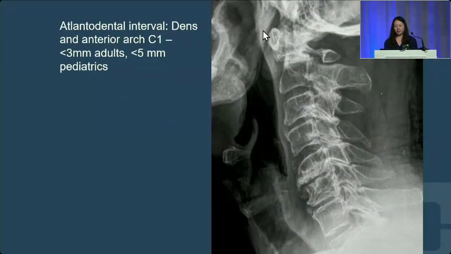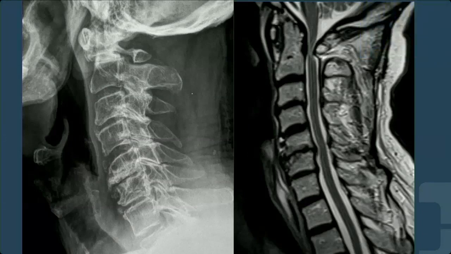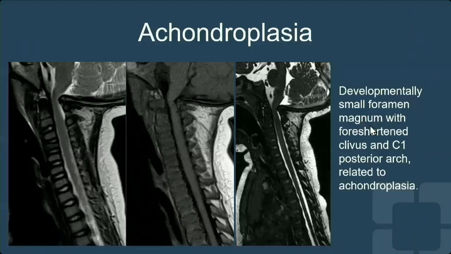The atlantodental interval should be less than 3 millimeters in adults and less than 5 millimeters in peds. Here's an example. So this one looks kind of widened, and you can see the reason why is because this atlantodental interval is widened. The posterior arch of C1 has been moved anteriorly, and the cord is being compressed.